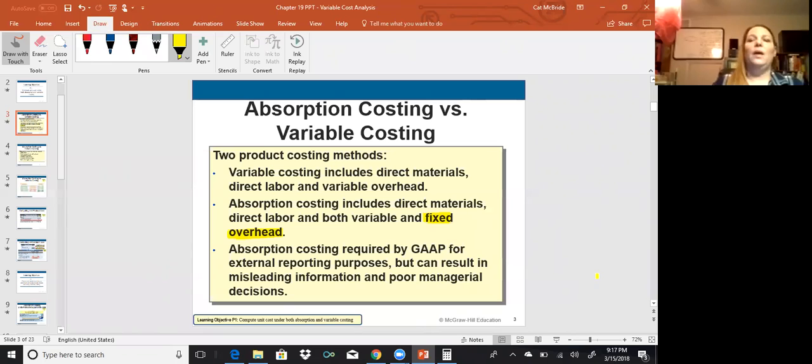Okay? And why do you think there is a difference? We're required to do absorption. So from a managerial usefulness standpoint, why do you think we would want to leave fixed costs out of the inventory cost? What would be the benefit?